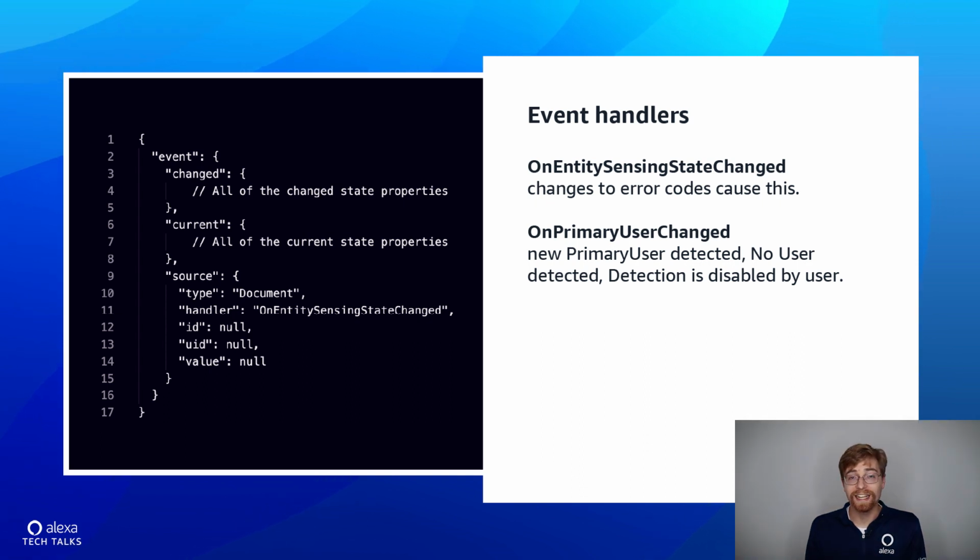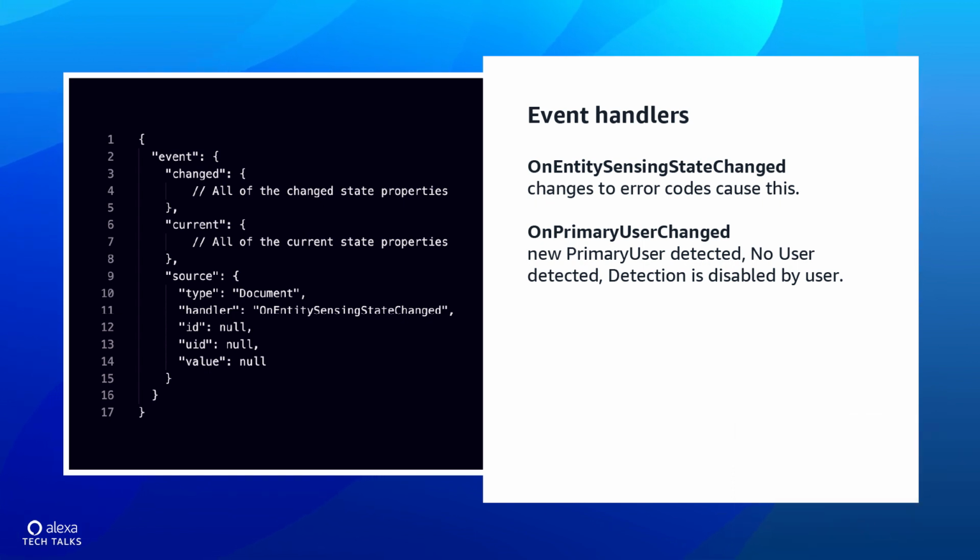So let's talk about the event handlers that you get access to as well. So on entity sensing state changed is going to tell us when there is an error. So this event handler will be called, and we're going to see a data payload similar to what is being shown on screen. Now, this data payload is going to contain the values that have changed and the current values of that object. So for the case of entity sensing state change, that will tell us the error code and the error description. Now, we also have onPrimaryUser changed.